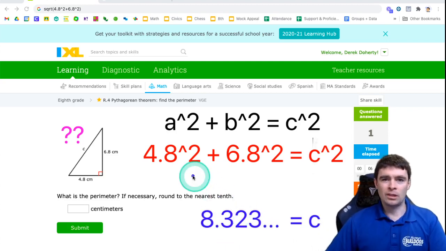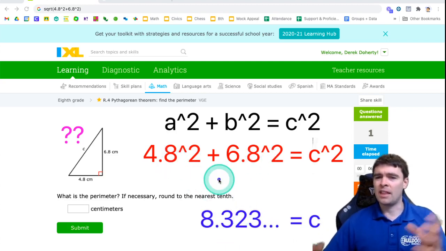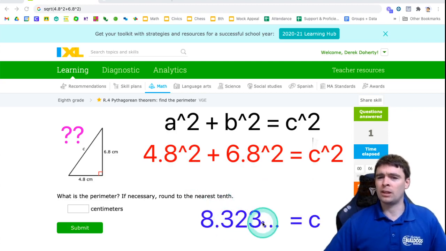And again, you could do this out longer. You could square those two numbers, add them together, and then take your square root. That's all I told the calculator to do, and it got 8.323.